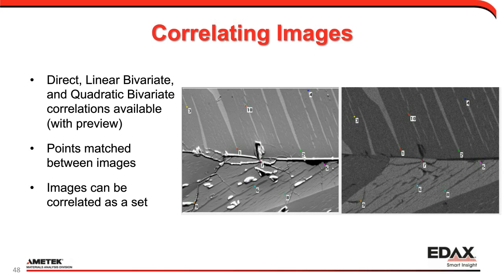Another really neat feature of this is that the images can be correlated as a set. So I've only shown one elemental map here, but I, of course, have a whole stack of these available. So when I correlate with one, it applies the correlation to all those so they line up.